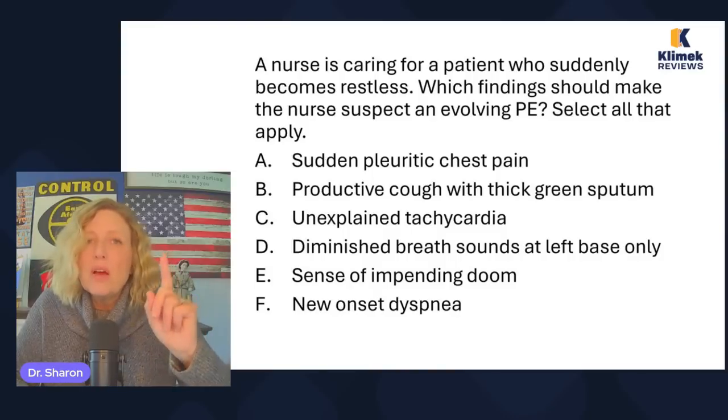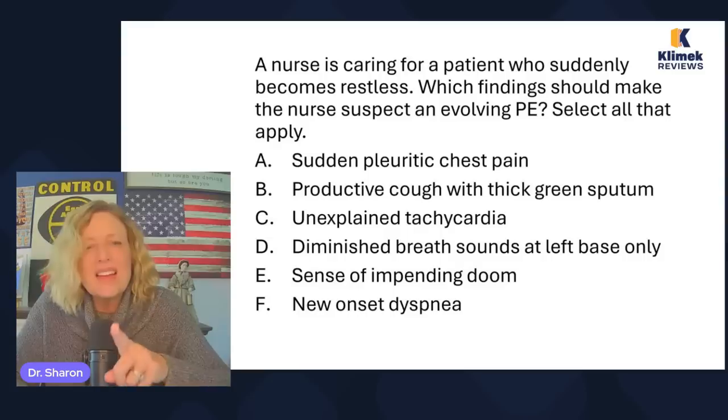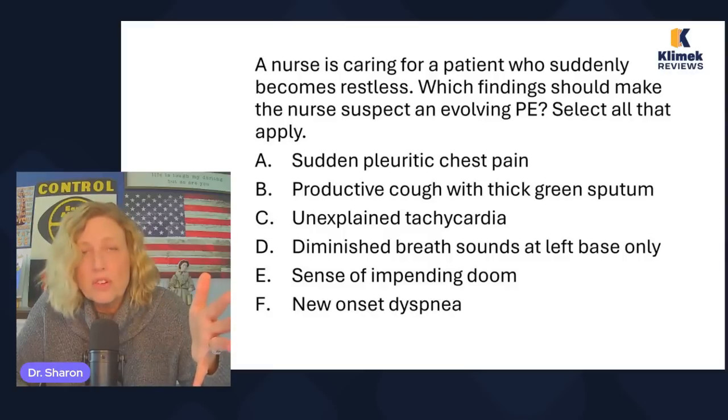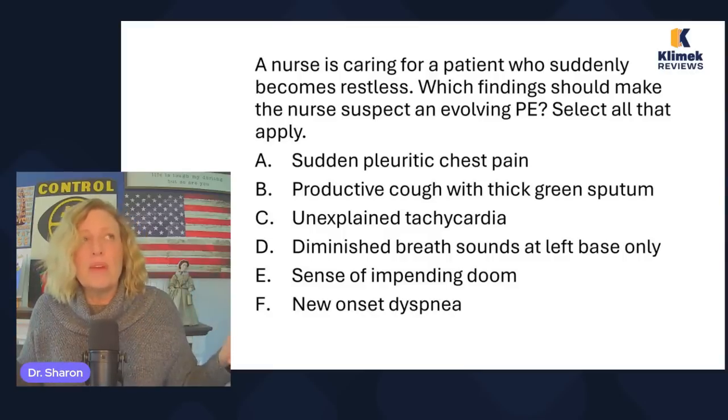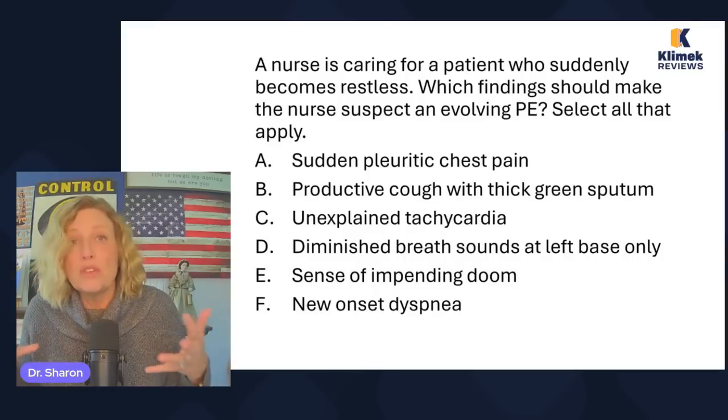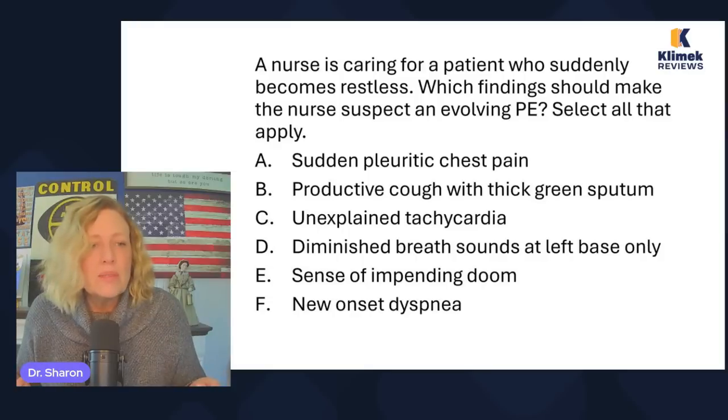Productive cough, hemoptysis, not green sputum. So we want to see hemoptysis, not green sputum. So B is out. Unexplained tachycardia. Certainly, they're not oxygenating, and when they're hypoxic, the heart rate's going to go up to try to compensate for that. Diminished breath sounds.